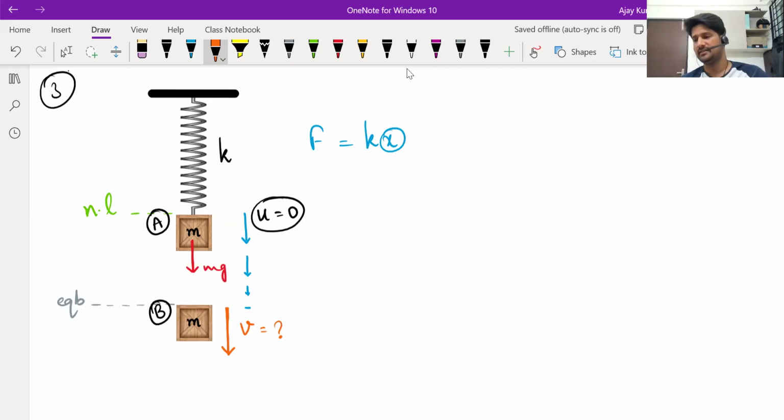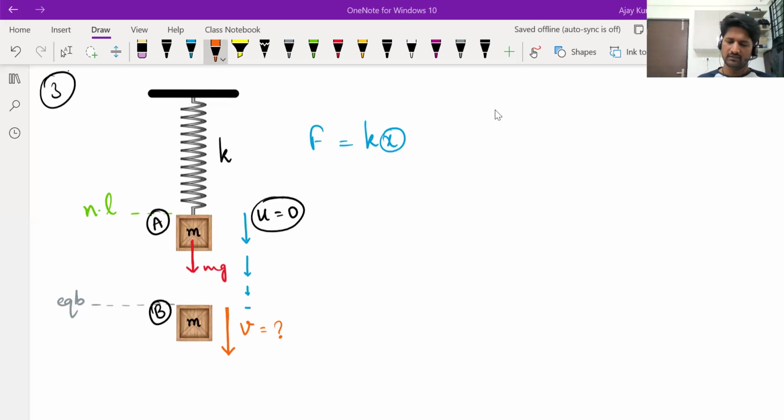Net force is decreasing. As the block goes down, the weight may be constant, but spring force is a variable force, no? As the spring gets stretched. Pawan, yes or no? Yes sir. So one force is constant, but the other force is variable. Therefore, the net force will be variable.